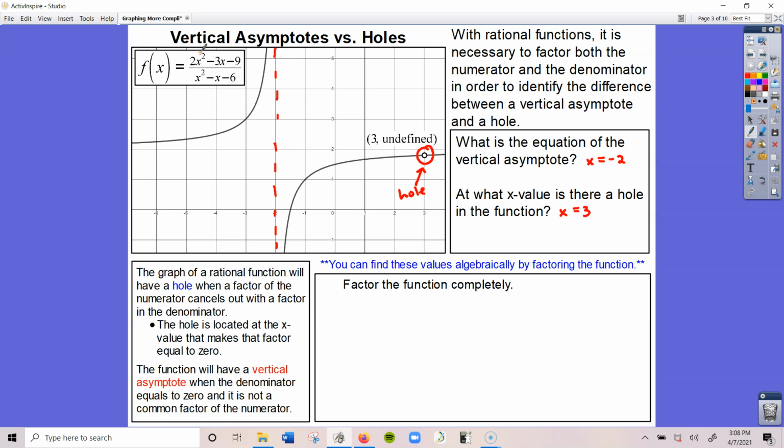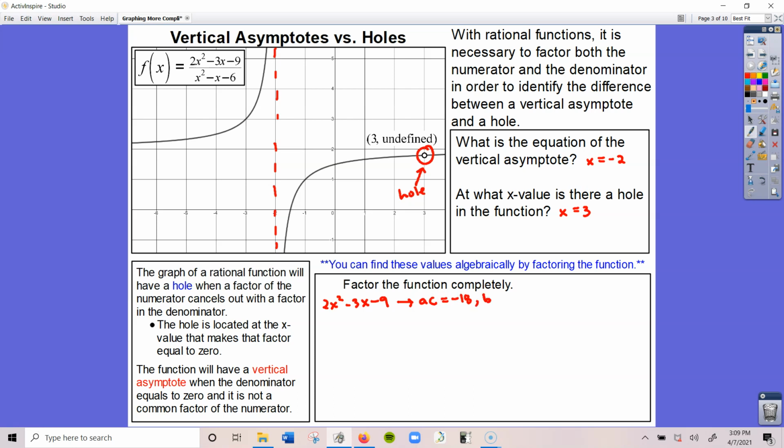In order to factor, we have this number in front of the x squared. If you ever have a number in front of the x squared that cannot be divided across the entire quadratic, then that means we're going to have to use the AC method. So let's start off with that. We have 2x squared minus 3x minus 9. AC in this example is 2 times negative 9, which is negative 18.